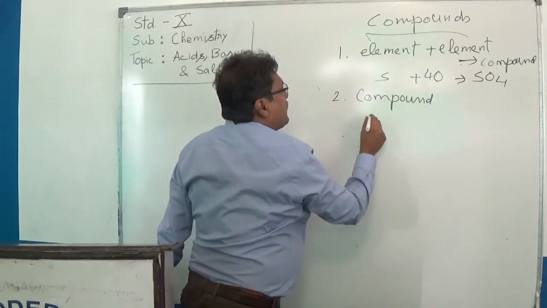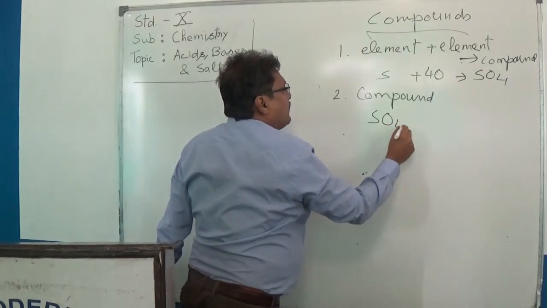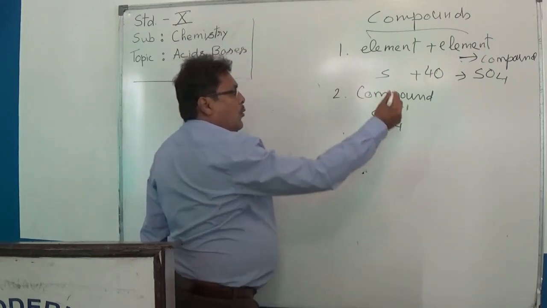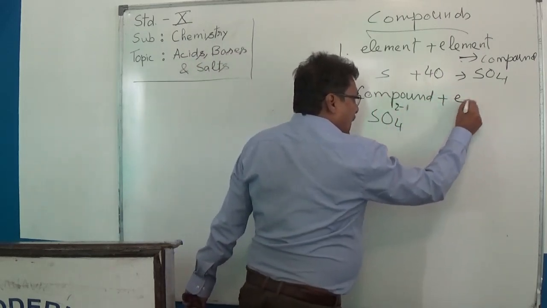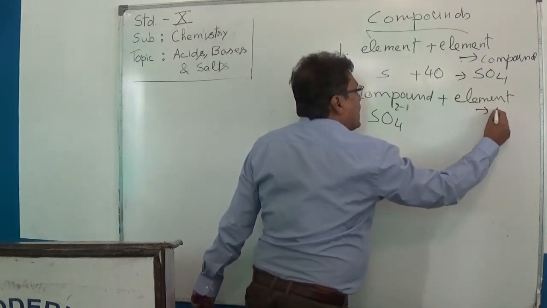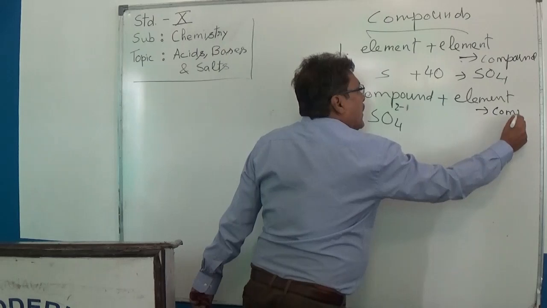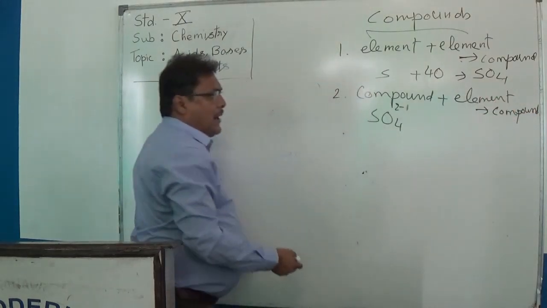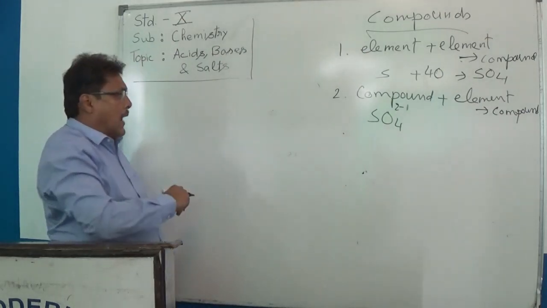So this compound is the SO4, which is an anion, combining with another element to produce another compound. A compound combining with an element to produce another compound.